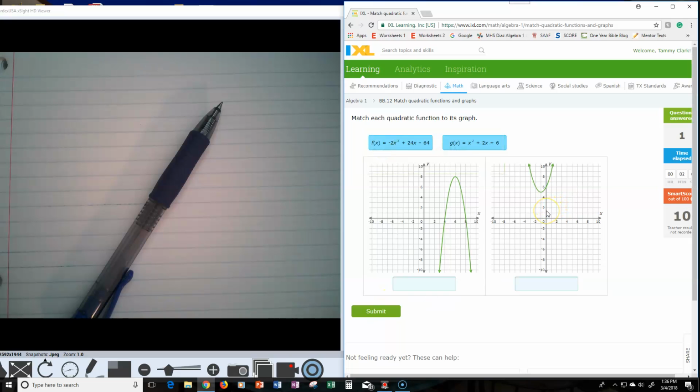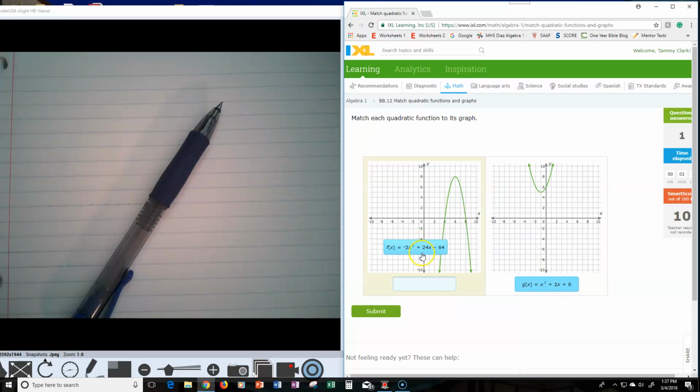All right, same thing here. We pretty much don't have to know very much. We could use the fact that this is a positive a term, so we're looking for the quadratic that smiles at us. And c is the y-intercept, so we're looking for the quadratic that crosses the y-axis at 6, and this is the one that doesn't. This one doesn't.